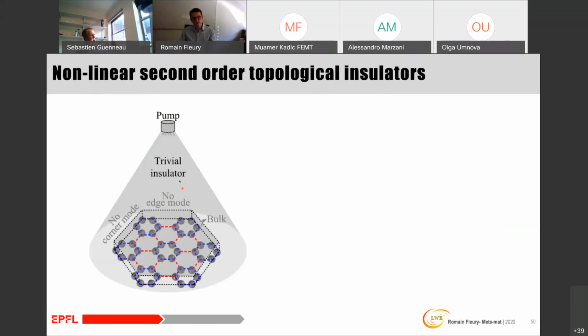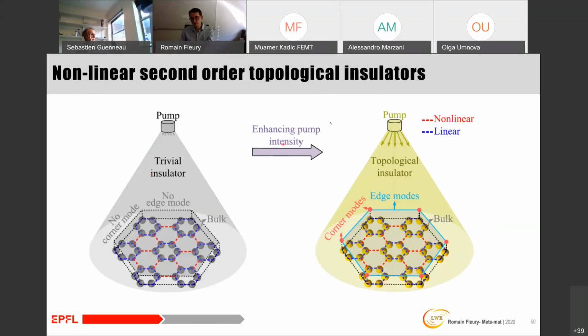But it's only a second-order topological insulator when I pump it hard enough. So when the intensity of the pump is low, I don't have any edge mode. It's not a topological insulator. It's just a normal insulator. There's no edge mode, no corner modes, nothing. However, if I start pumping more power to it, because I put some nonlinear hoppings inside the lattice, and this is well engineered, I can induce a phase that becomes topological with corner states. Okay?